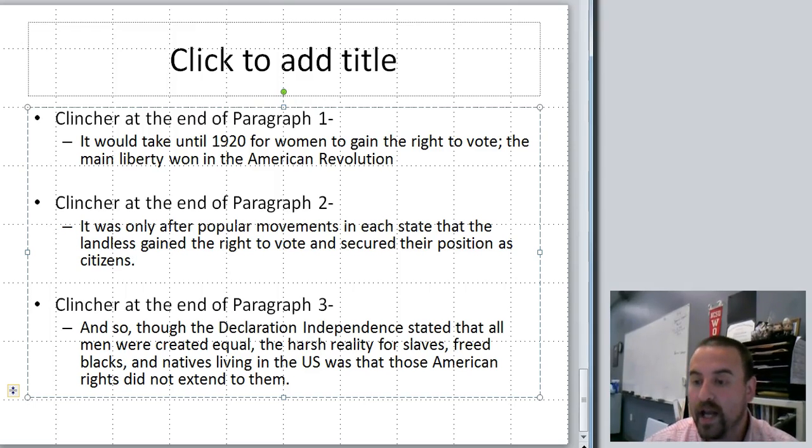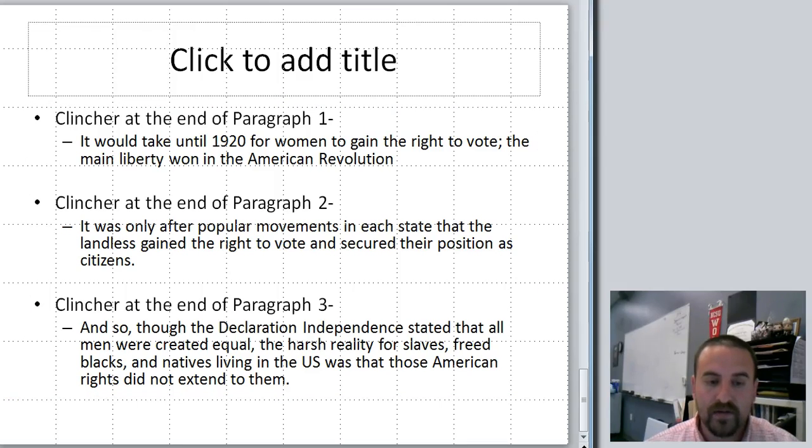This comes after you've already had a paragraph that laid out all the evidence showing what happened to slaves, what happened to free blacks, and what happened to natives during that time. And that is the end of this one. Hopefully you have a better understanding of claim sentences and clincher sentences and how they can improve your writing.